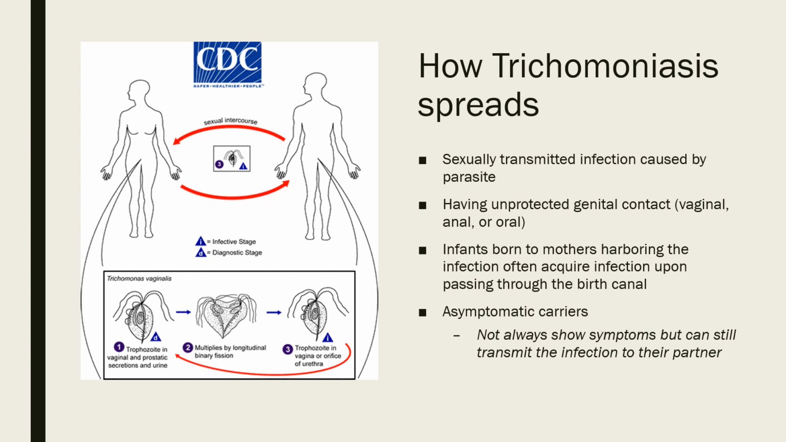In this picture here, it's just showing how one of the cellular forms, which is a trophozoite, is in the vaginal and the prostatic secretions, and then it can multiply, like I said earlier, by binary fission, and then the trophozoite will be in the infective stage, and then that's when it will be passed to someone else via sexual intercourse, most likely.